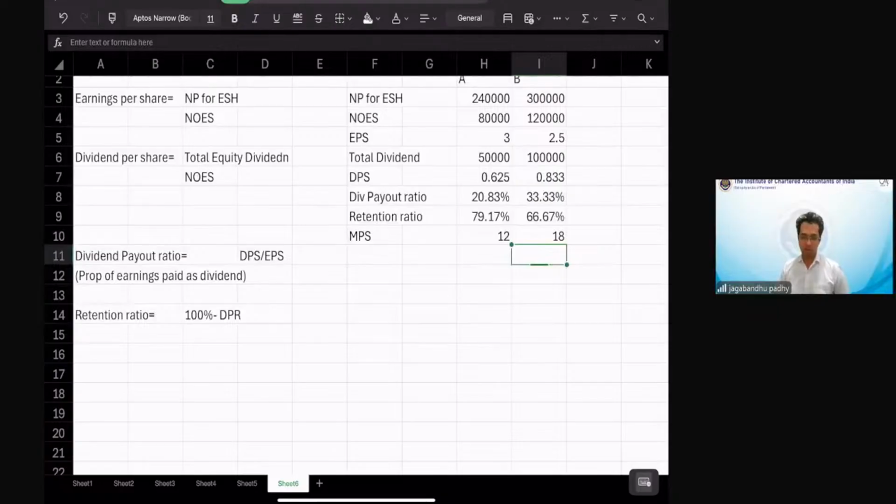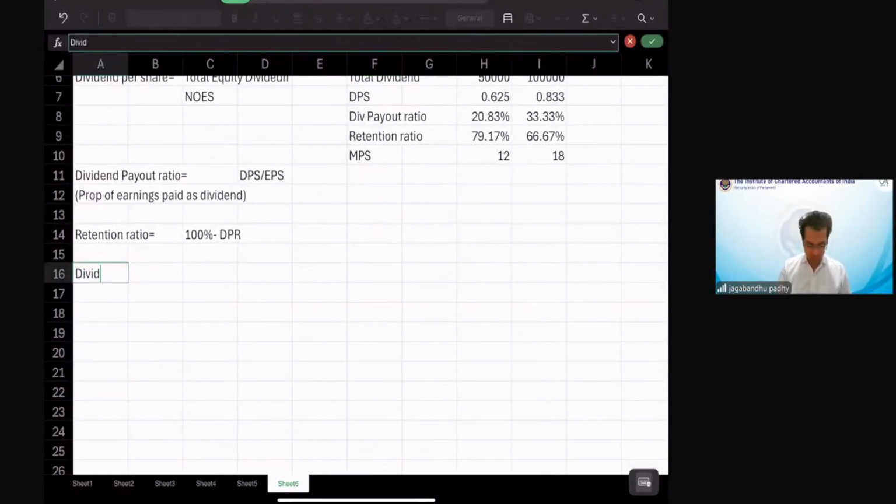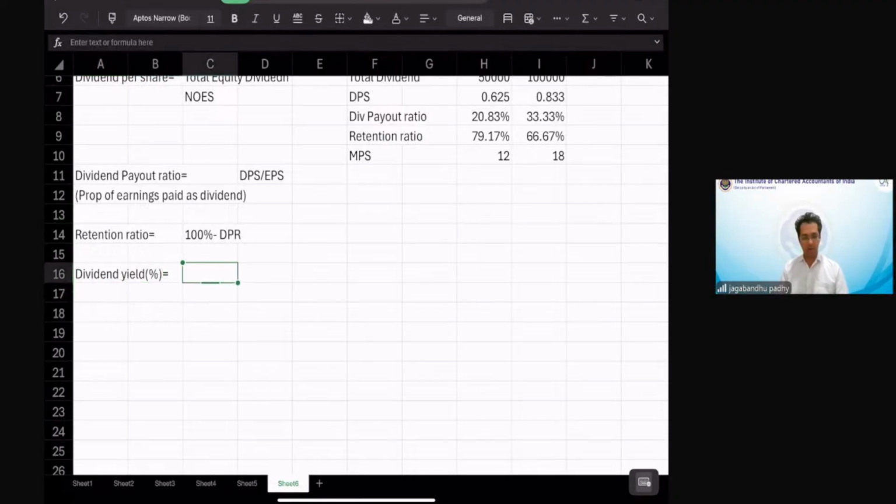Right? So if I ask you the dividend yield in terms of percentage, that will be dividend per share on market price per share multiplied by 100. So dividend yield is basically what percentage of your market price is dividend, and what percentage of your market price is earnings. That will be your earnings yield.